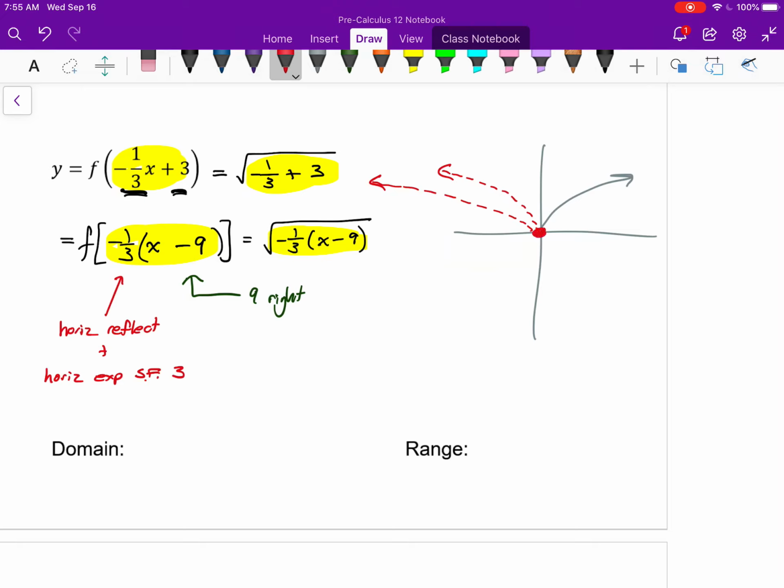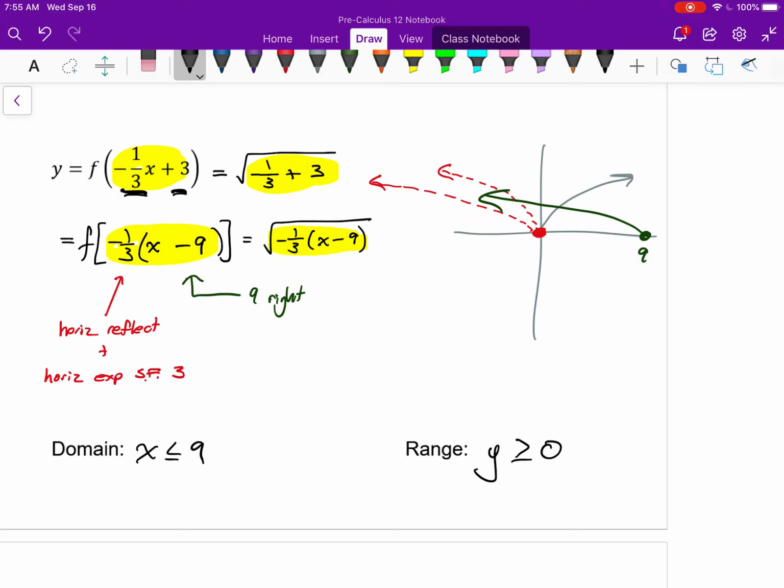So far I can see the domain is less than or equal to 0. The range has not changed. And then 9 to the right. I want to imagine that last thing I drew moved 9 to the right. So it's now over here, going like this. And that's all I need to have a quick visual to figure out the domain and the range. So I can see the domain is everything less than or equal to 9. The range has not changed compared to root x.